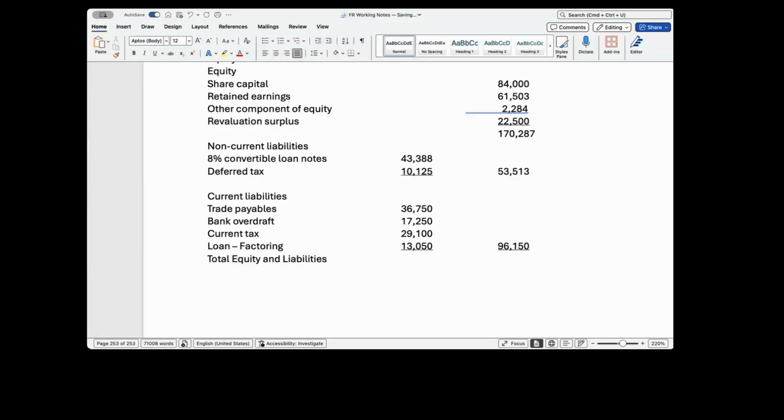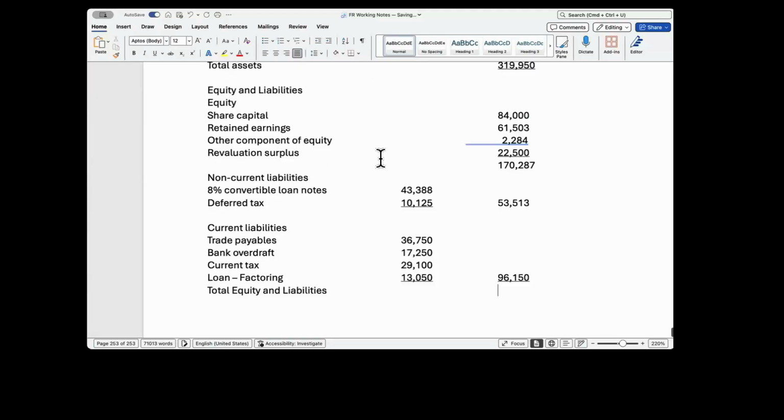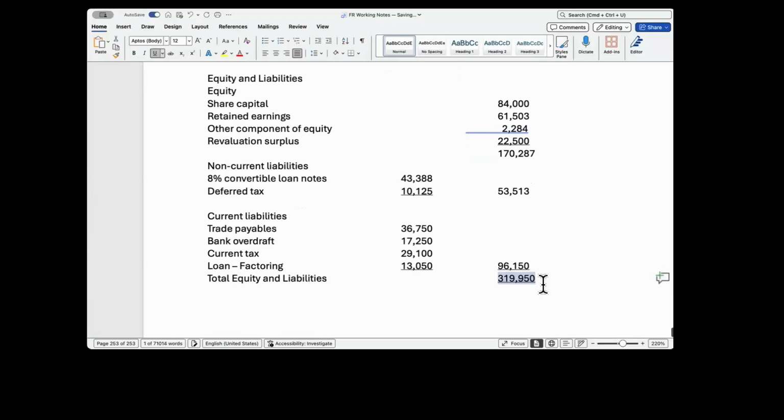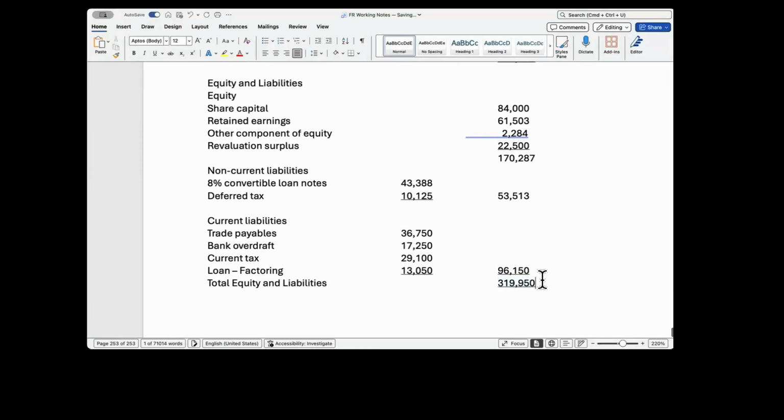So what's the total? Three one nine, 950. Sorry? 319,950. Okay, so it's balanced. How are you adding the liabilities?